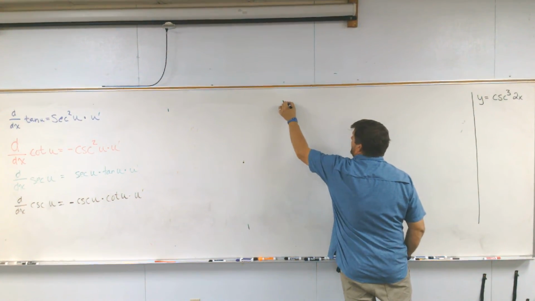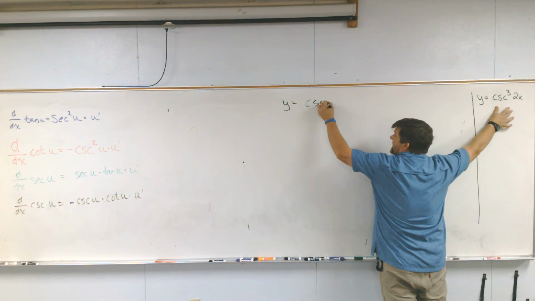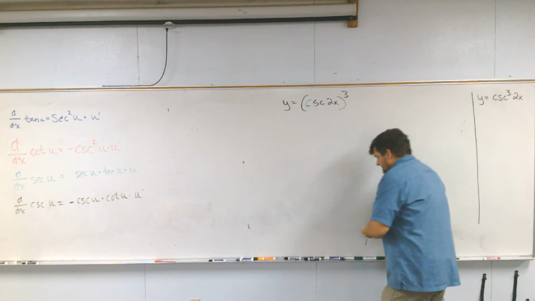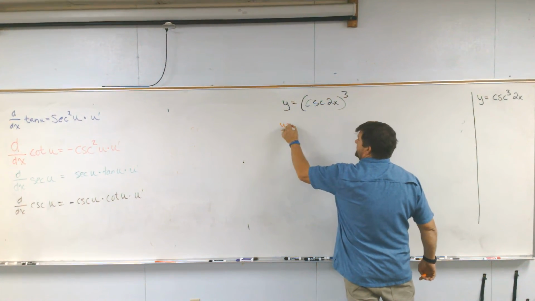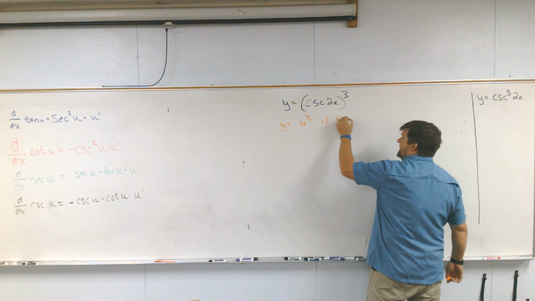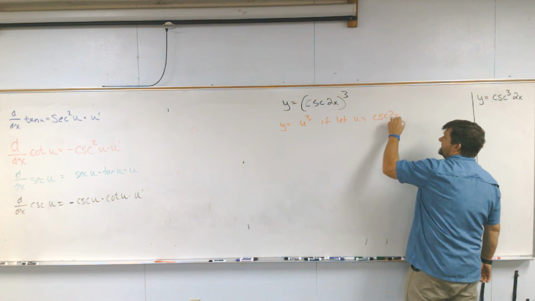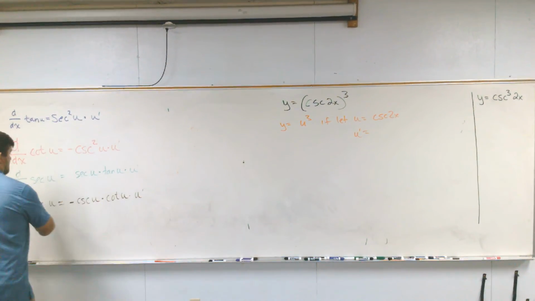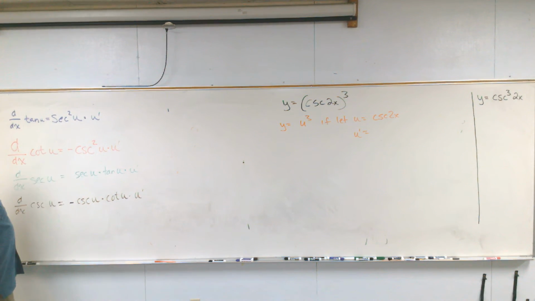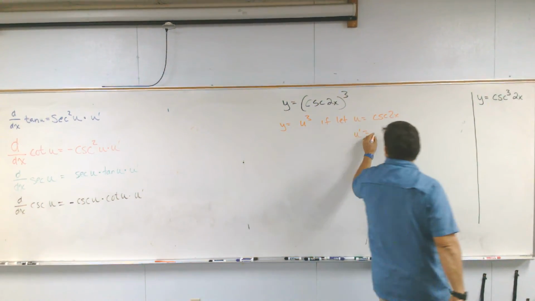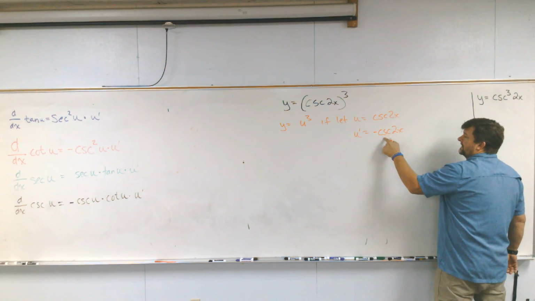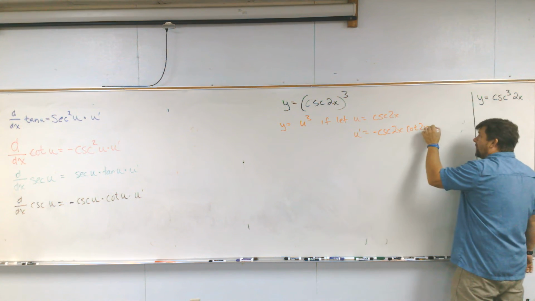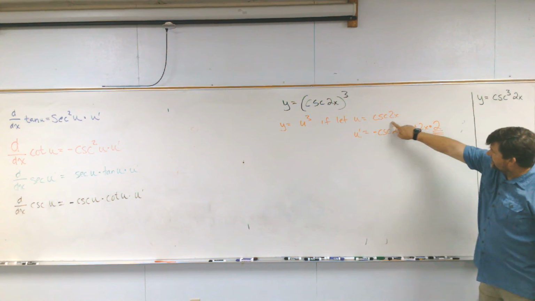So y equals, I'm going to change it, cosecant 2x quantity cubed. Okay, so now we've got that piece. So I'm going to rewrite this like I did before. So y is going to equal u to the 3rd power if we let u equal cosecant 2x and u prime. Now we got to do u prime. So u prime is a combination of cosecant and cotangent. Okay? So cosecant is going to be negative cosecant of 2x times the cotangent of 2x times the derivative of the inside. Don't forget that 2. Okay? That 2 comes from taking the derivative of the inside.